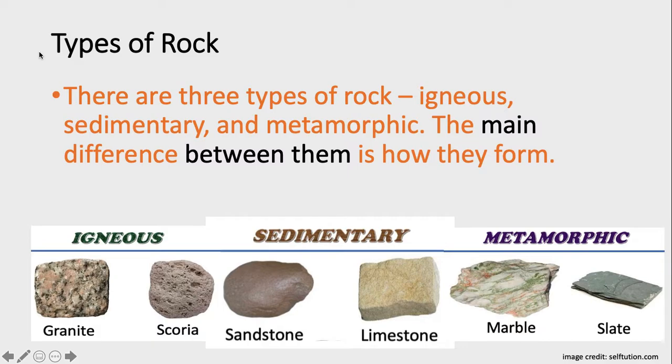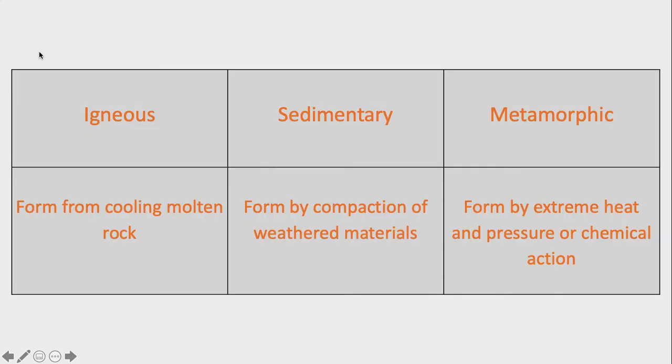There's 3 types of rock: igneous, sedimentary, and metamorphic. The main difference between them is how they form. So you see here in the picture, igneous in a couple of examples, sedimentary in a couple of examples, and metamorphic in a couple of examples. So you need to write down this. It's each type of rock and how they form. So igneous forms from the cooling of molten rock. Sedimentary forms by the compaction of weathered materials. And metamorphic forms from extreme heat and pressure or chemical action.